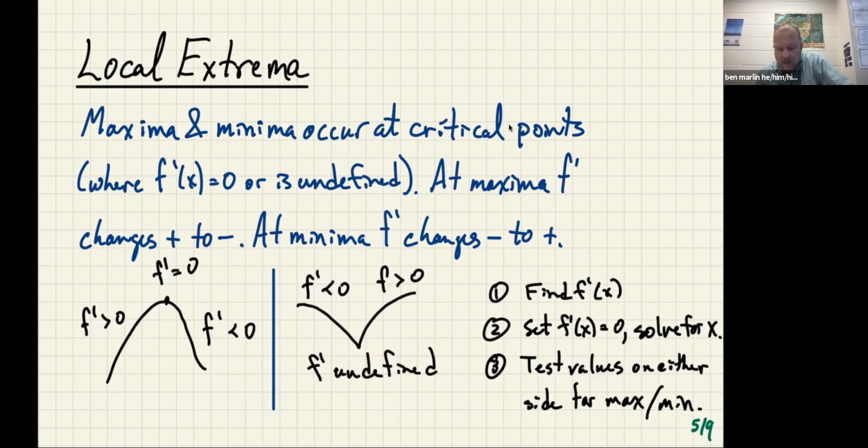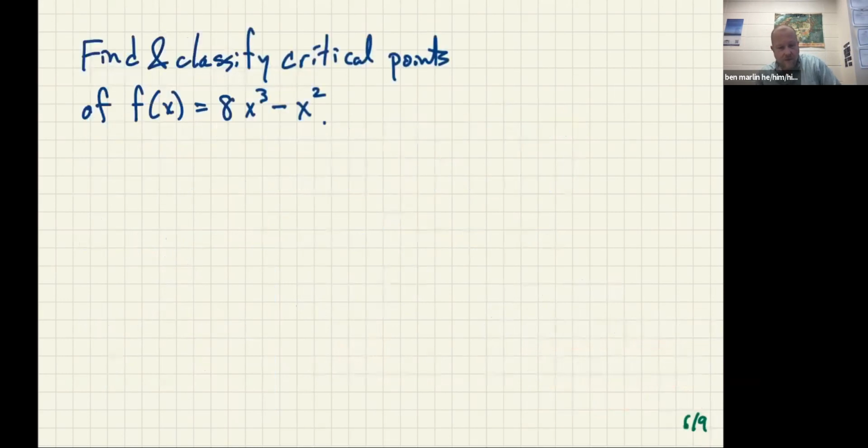But in either case, once you do this, you're going to get these x values, and you're going to test f prime to the left and the right of this, much like you did when you were finding intervals where something increased and decreased. So let's tackle these, right? So this first one here, we're going to find and classify the critical points, and it's just a polynomial.